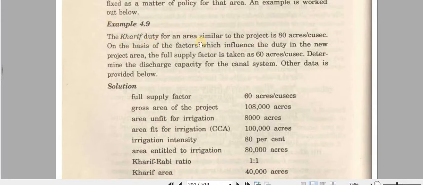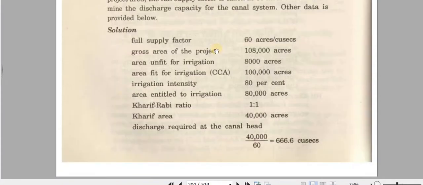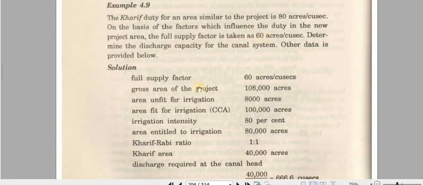The kharif duty for an area similar to the project is 80 acre per cusec. A project is working and kharif duty is 80 acre per cusec on the basis of factors that influence the duty. And full supply factor duty is 60 acre per cusec. Determine the discharge capacity of the canal system. Other data is provided below. Full supply factor, that is duty, 60 acre per cusec. Total irrigated area 1,08,000, unfit for irrigation 8,000. So the remaining cultivated area will be 1 lakh acre.